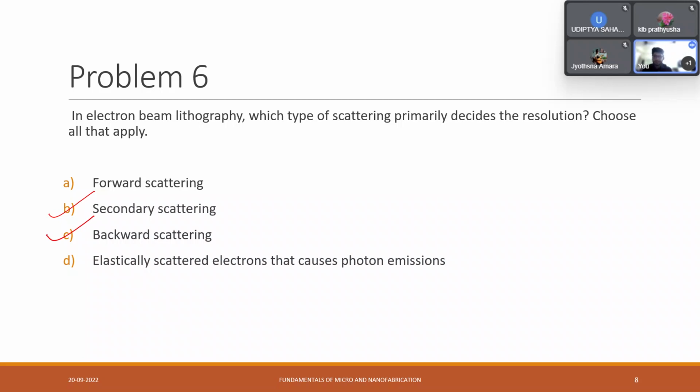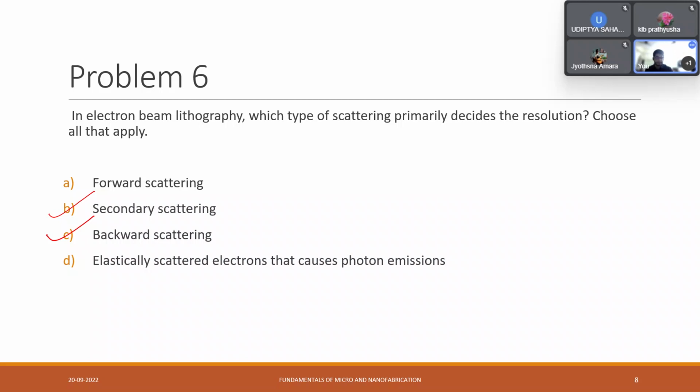And the last option is elastically scattered electrons that cause photon emission. As we are using an electron resist, photon emissions do not have much contribution, and they would not affect the resolution much. Okay. So it's primarily the secondary scattering or the backward scattering that matters the most.